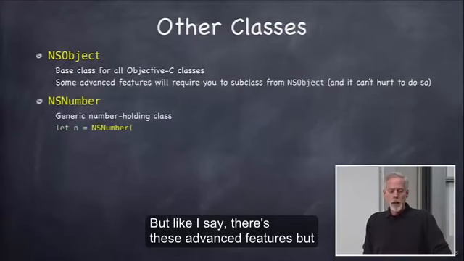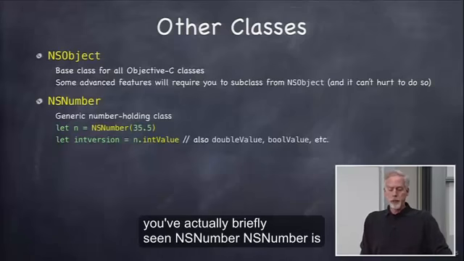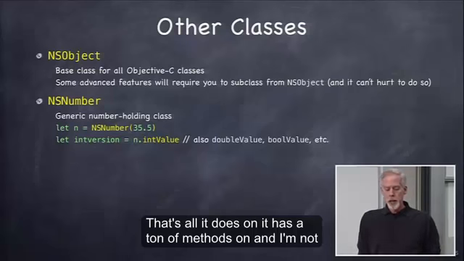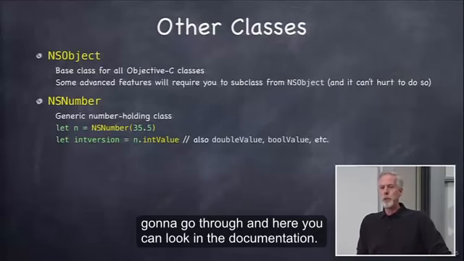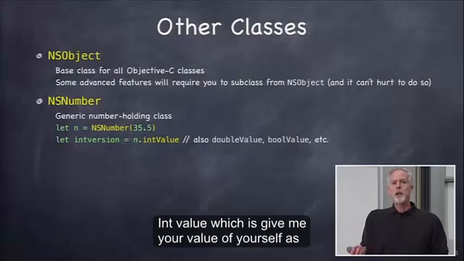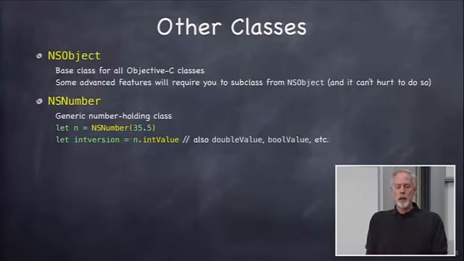But then there's NSNumber. You've actually briefly seen NSNumber. NSNumber is just a generic number-holding class. It just holds a number. That's all it does. And it has a ton of methods on it. I'm not going to go through them here. You can look in the documentation. But the methods are things like doubleValue, intValue, which is give me your value of yourself as an int, as a double, etc.